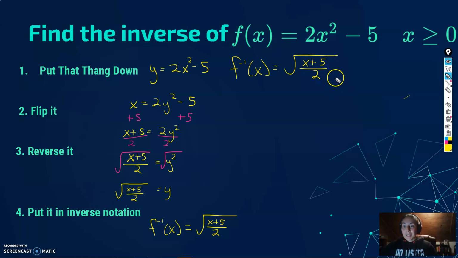Now what's our domain here? This will be valid for all x's greater than or equal to negative 5. Because notice if we put negative 5 in there, negative 5 plus 5 is 0, 0 over 2 is 0, square root of 0 is 0, we're all good there. However, if we go anywhere less than negative 5, we create a negative under the square root, and that is also no bueno. So we don't want that. So our inverse function is going to be the square root of (x plus 5) divided by 2 for all x's such that they're greater than or equal to negative 5.